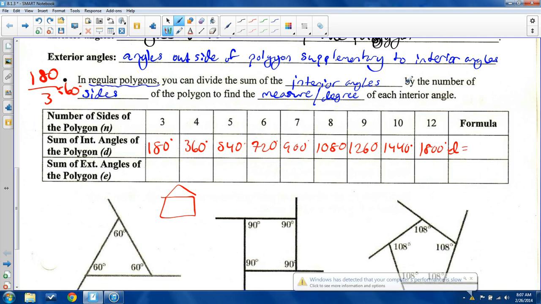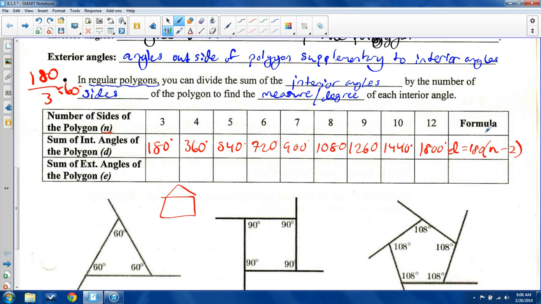So the formula is D equals 180 times the number of sides, n, minus 2. It's important that you do n minus 2 first before you multiply by 180. You don't just do it times n, you have to subtract 2 as well. So if we have a 6,000-sided shape, which I don't know how to draw, and you ask what is the sum of the measure of the interior angles, well, it'll be 6,000 minus 2 times 180.